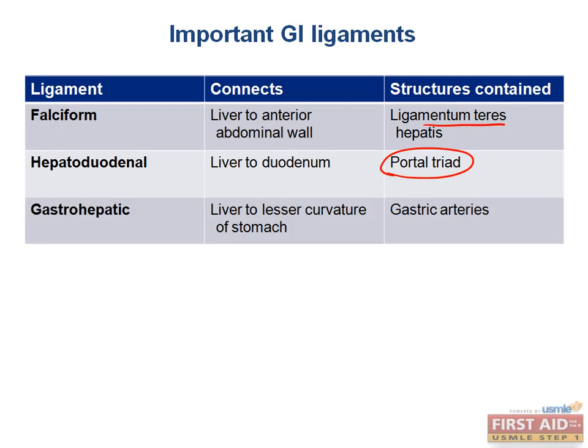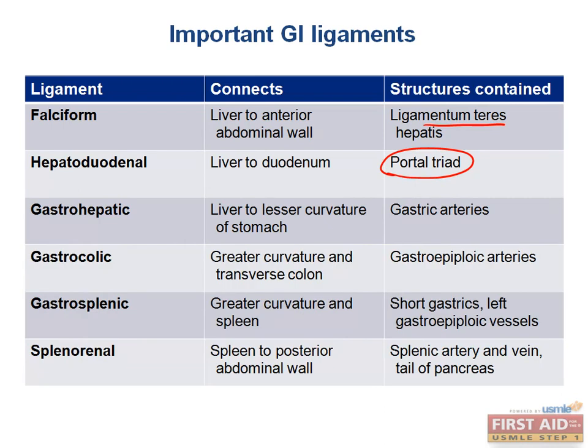The gastrohepatic ligament connects the liver to the lesser curvature of the stomach, as the name suggests, and it also contains the gastric arteries. Other important ligaments are the gastrocolic, the gastrosplenic, and the splenorenal. These are important ones to learn.